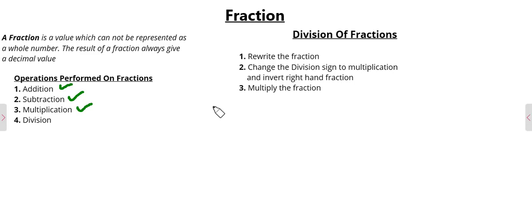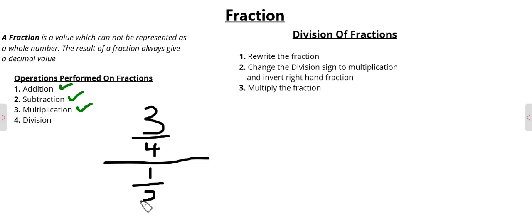So let's assume we have 3 all over 4 as a fraction. Now it's being divided by 1 all over 2. This is a fraction being divided by another fraction. This sounds like a problem, but it is not a problem.